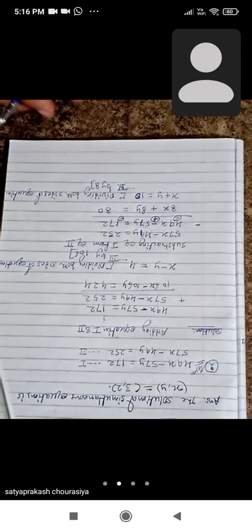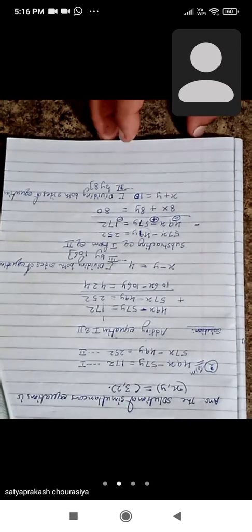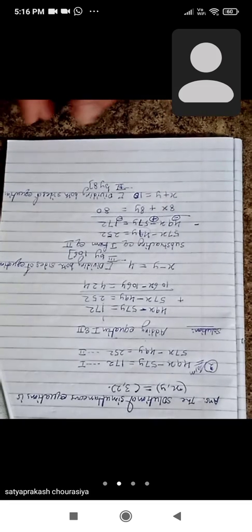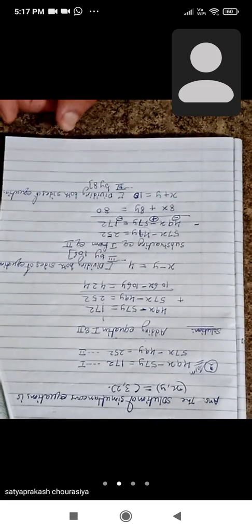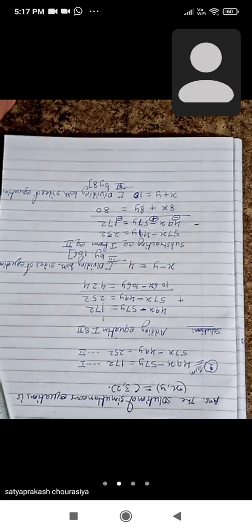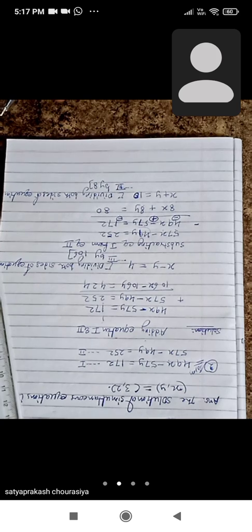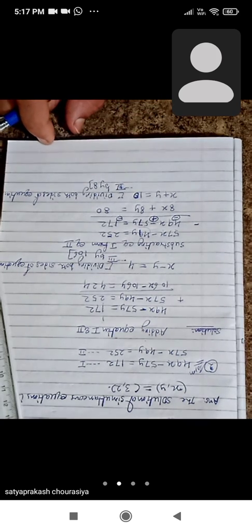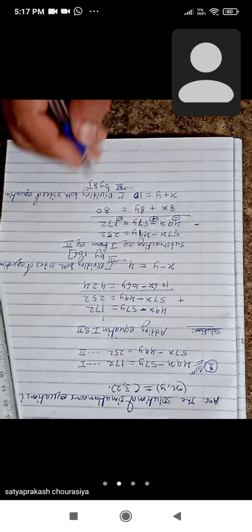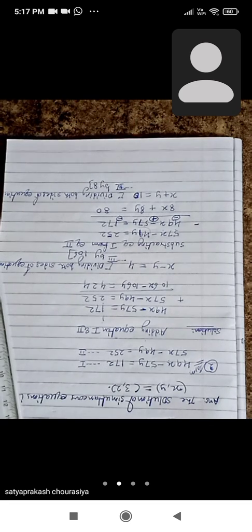Now observe carefully equations number 3 and 4. The coefficients are the same. In equation 3 it is x minus y is equal to 4, and in equation 4, x plus y is equal to 10. So the x coefficient as well as the y coefficient is the same. So now we will add these two equations. Now the third step: to add the equations.